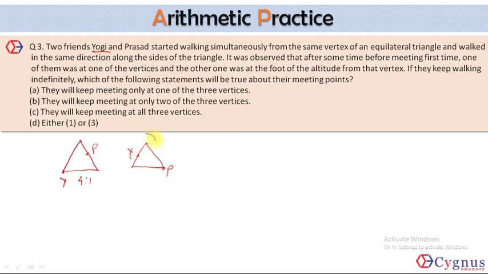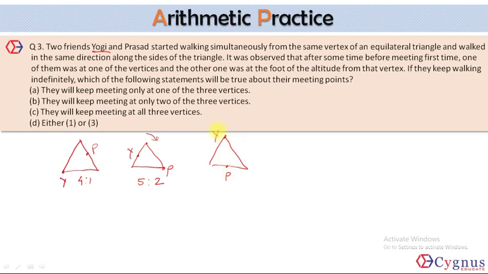What's the next case? Maybe Yogi will reach here and Prasad will reach here. They've started from this point in the clockwise direction. So Yogi must have covered 2 plus 2 plus 1, 5. And by that time Prasad will cover only 2. So this should be the second case. What should be the third case?